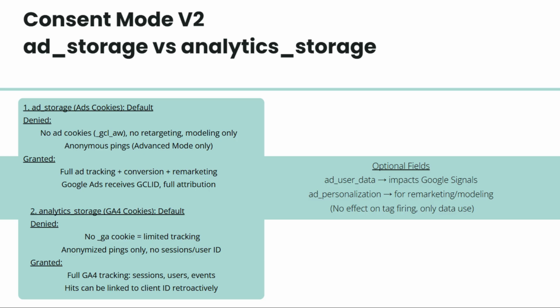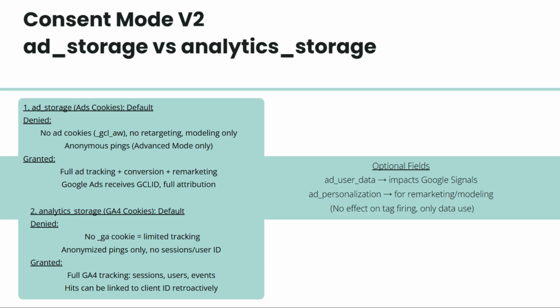Updated consent granted. When the user accepts analytics cookies, analytics storage becomes granted. GA4 will then set its client cookie and begin full tracking. It can start recognizing the user as a new user from that point technically, since it didn't have a prior ID for them. From the consent onward, you'll get all the usual data: page views tied to a client ID, events attributed to that user, etc.